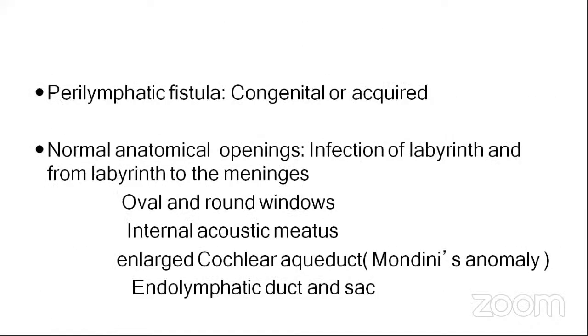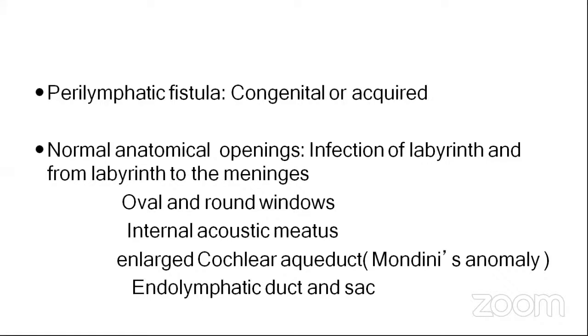So the perilymphatic fistula can also occur, that can be congenital or acquired. And normal anatomical openings allow infection of the labyrinth and from the labyrinth to the meninges. Normal anatomical openings are the oval and round windows, internal acoustic meatus, enlarged cochlear duct in case of Mondini anomaly, and endolymphatic duct and sac.